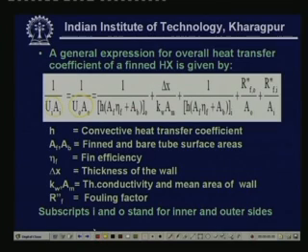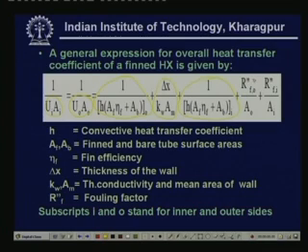For example, the first resistance accounts for the convective resistance of the outer surface. That is why the subscript O is there, of a finned heat exchanger. So, this is the convective heat transfer resistance of the outer finned surface, that is resistance 1. Then you have the second resistance, which is nothing but the conductive resistance offered by the wall of the heat exchanger or wall of the condenser. Then the third resistance is nothing but the convective resistance offered by the inner finned surface.